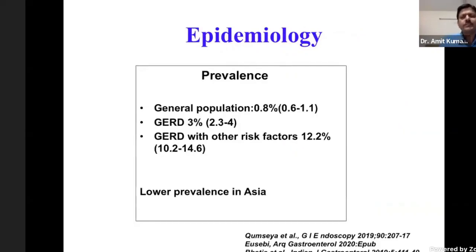In terms of epidemiology, again, the data is mainly from the Western countries. We don't have any prevalence data from India. In the general population, the estimated prevalence is around 1%, but it's commoner in patients with GERD. And if somebody has GERD with other risk factors, then the prevalence is even higher. These risk factors I'll be showing in the next slide. It is supposed to be lower. The prevalence of Barrett's is supposed to be lower in Asian countries, but again, data is a bit conflicting.